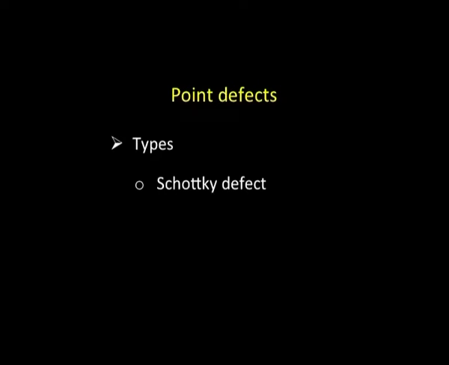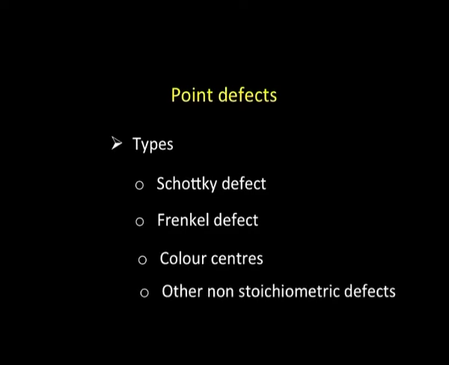Okay. Now, let us see what the different types of point defects are, and we will talk about each of them in detail. Different types of point defects are the Schottky defect, and second, the Frenkel defect. Then we have color centers, and there are other non-stoichiometric defects also, because these are stoichiometric defects, and this happens to be non-stoichiometric, and there are certain other non-stoichiometric defects. We will talk about all these defects one by one. Let us start with the Schottky defect.